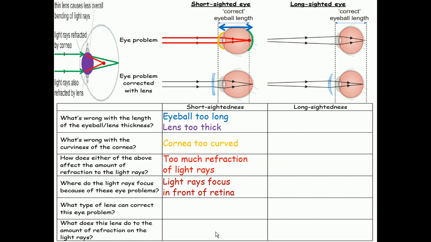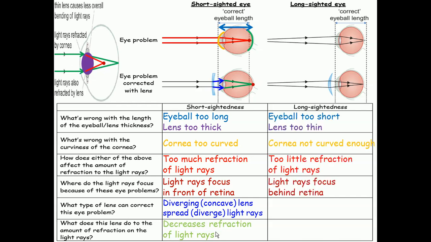Now obviously you could correct this by wearing a specific lens. So if there's too much refraction, you want to spread the light rays before it refracts too much. And you could spread the light rays by wearing diverging lenses. And these diverging lenses spread the light rays, they diverge the light rays before there's too much refraction. In other words, they're causing the amount of refraction to decrease.